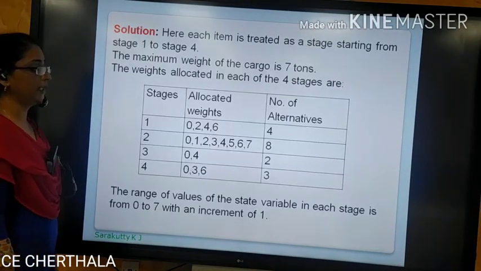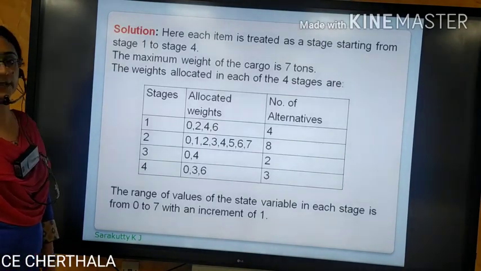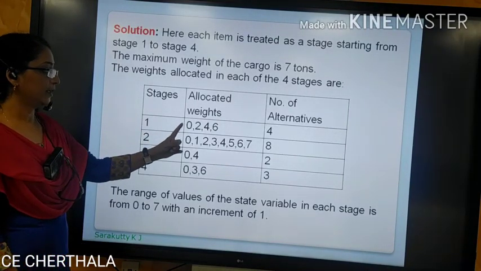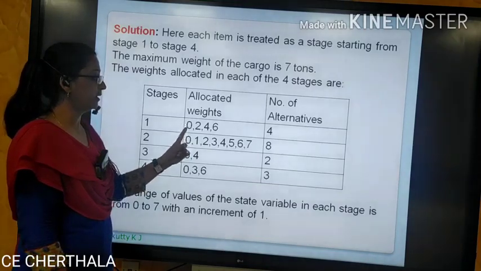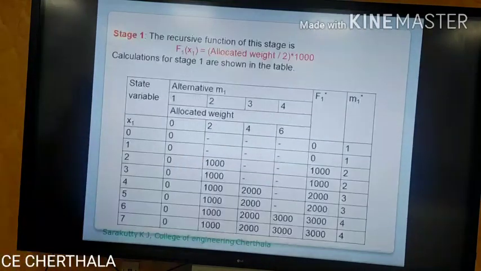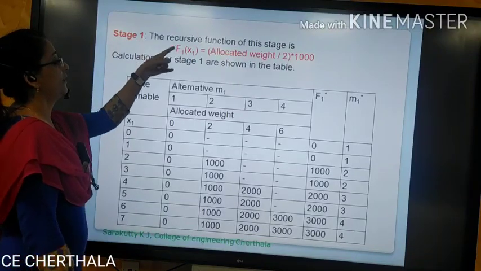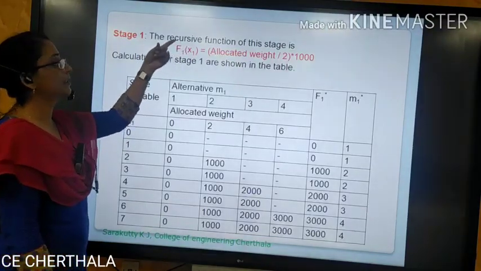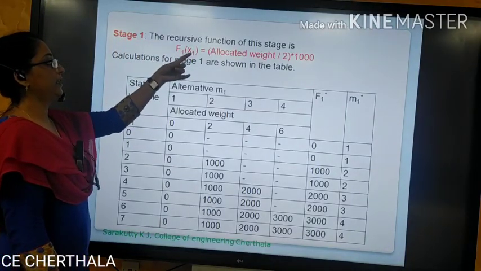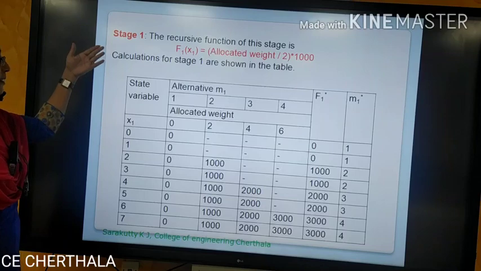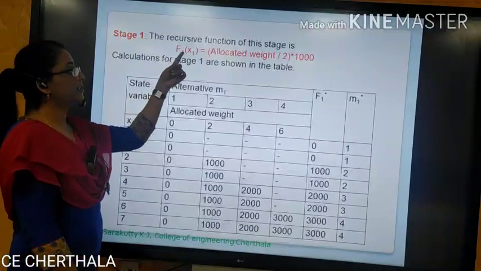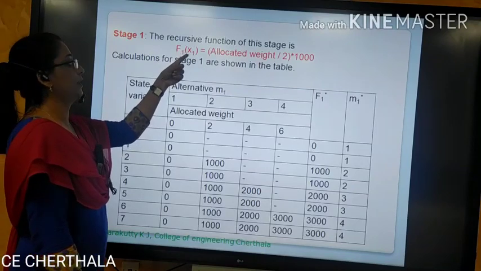Now, let us go to stage 1. Stage 1 is concerned with item number 1. That is this one. The different allocated weights are 0, 2, 4, 6, so 4 alternatives. So for stage 1, first of all, you have to define the objective function or the recursive function for stage 1, which is f1(x1). Stage 1 is concerned with item number 1 and the state variable is x1. So the objective function for stage 1 is f1(x1).